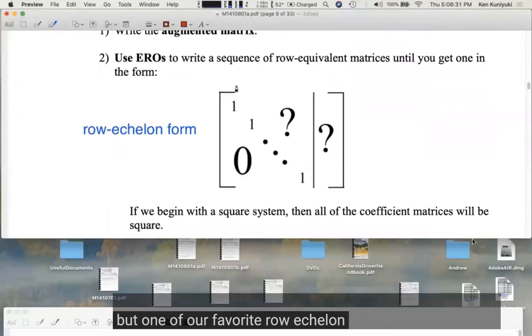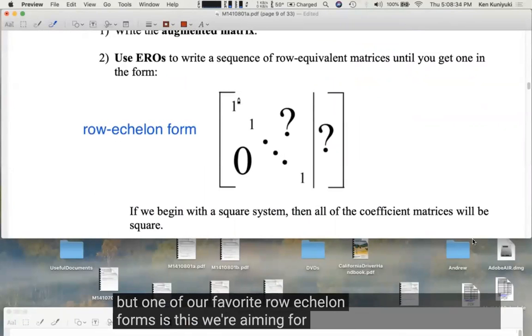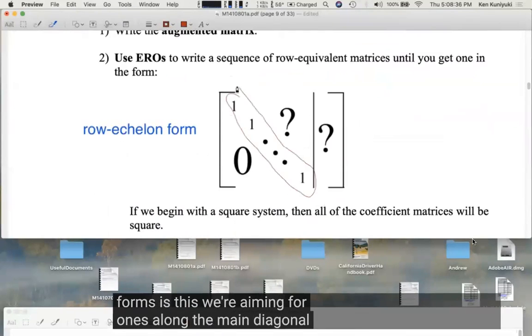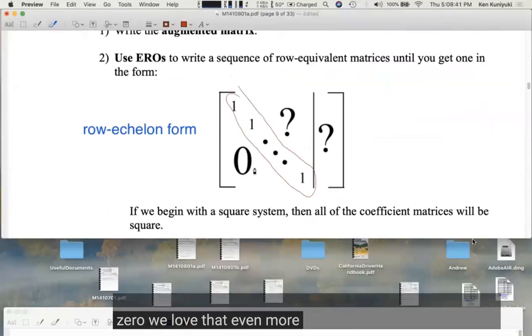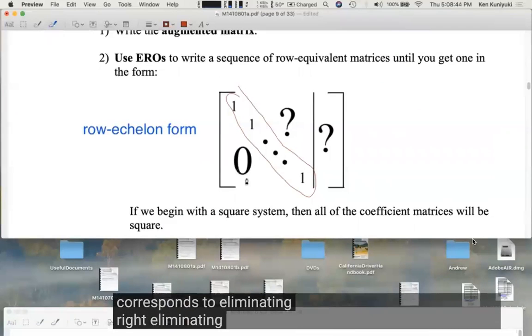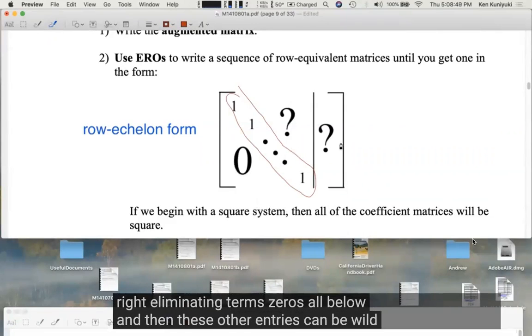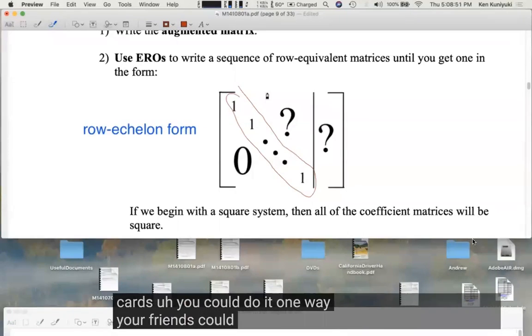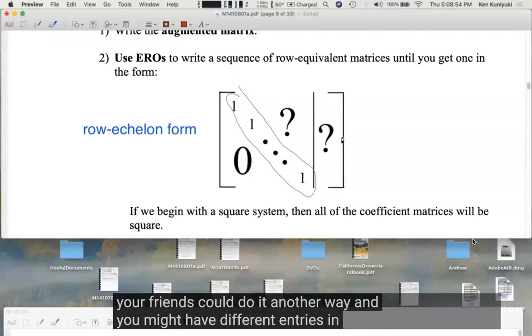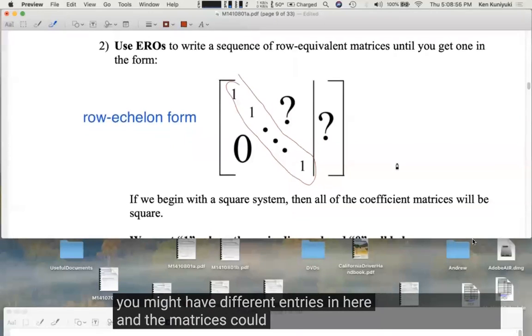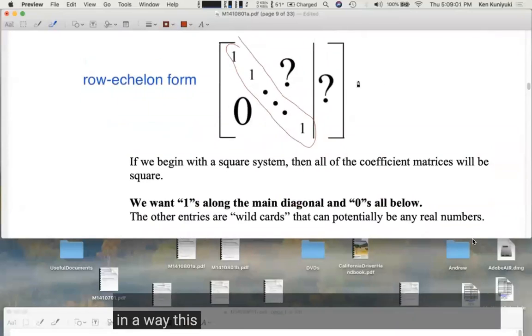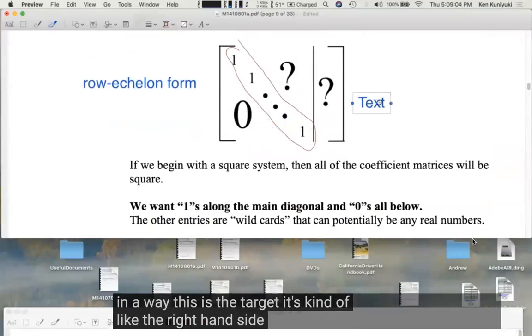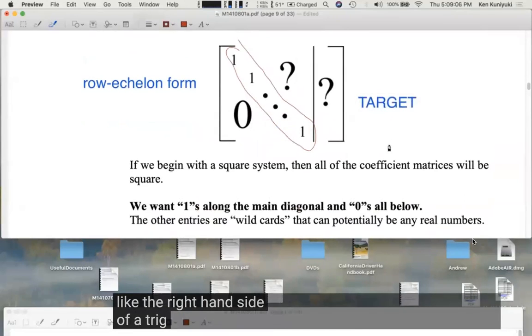But one of our favorite row echelon forms is this. We're aiming for 1s along the main diagonal. We love that coefficient. 0, we love that even more. That corresponds to eliminating, right? Eliminating terms. 0s all below. And then these other entries can be wild cards. You could do it one way, your friends could do it another way, and you might have different entries in here, and the matrices could still be equivalent. In a way, this is the target. It's kind of like the right-hand side of a trig identity.